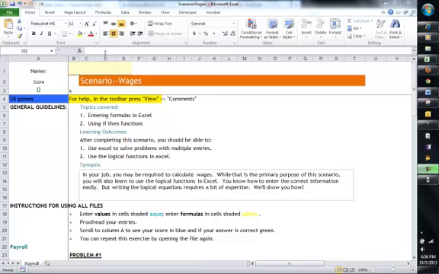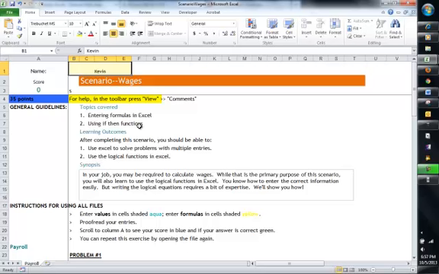This is the wages scenario. The first thing that you want to do is put your name in. We're going to enter formulas in Excel and use the if-then functions. You will be able to solve problems with multiple entries and use logical functions in Excel.